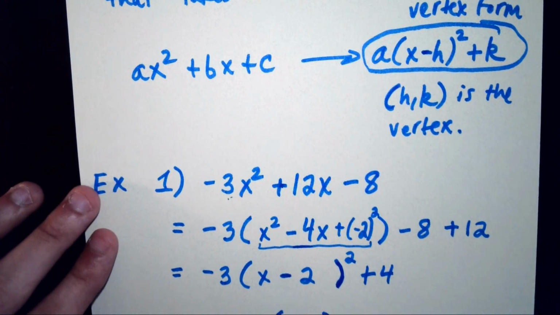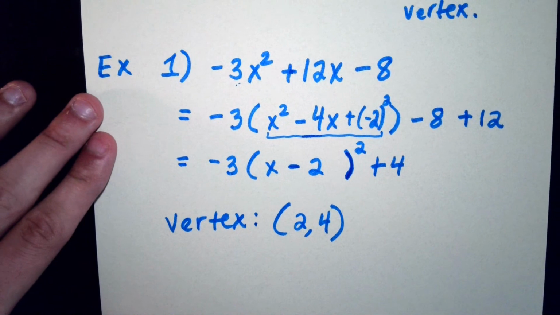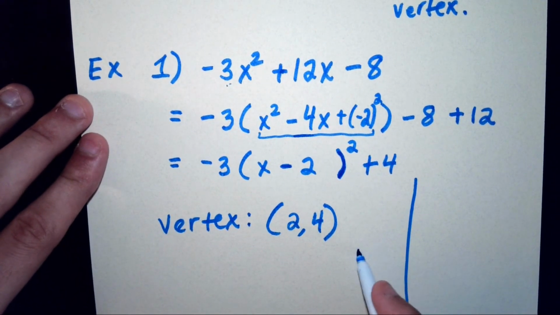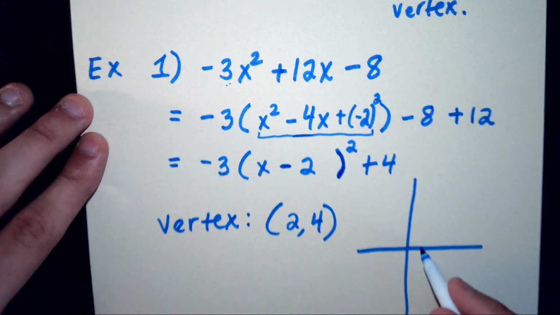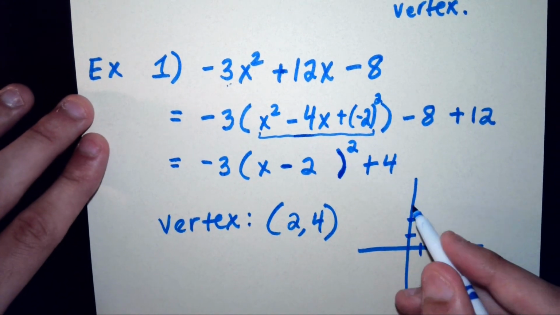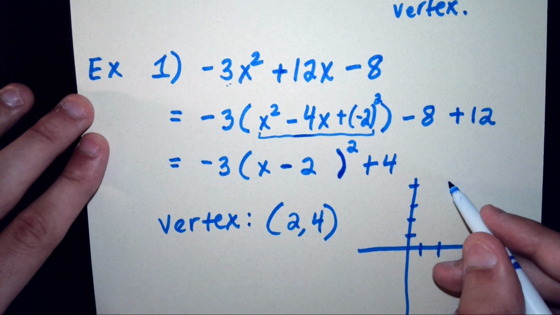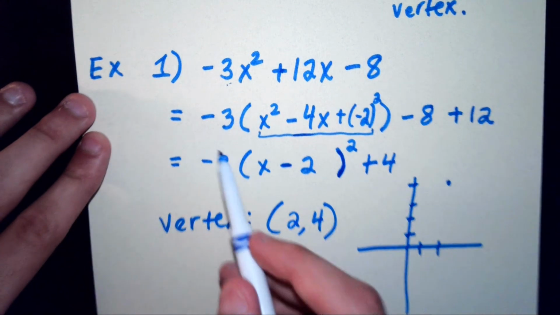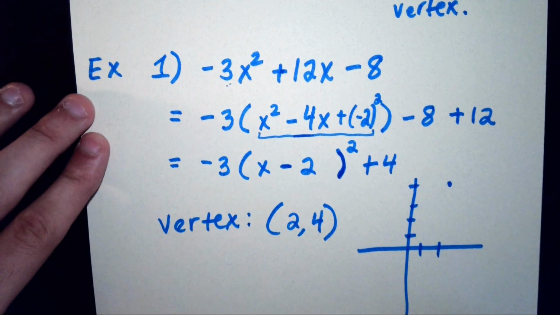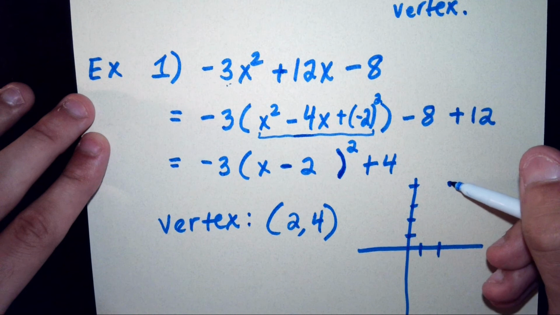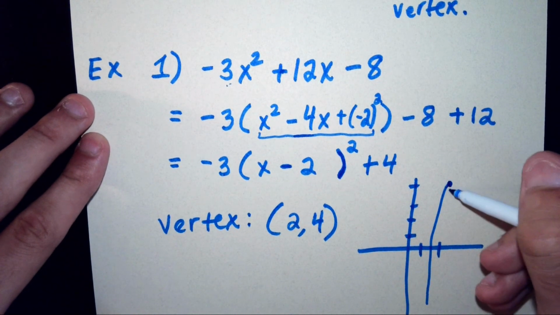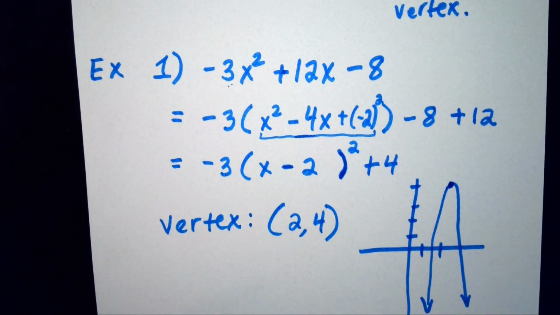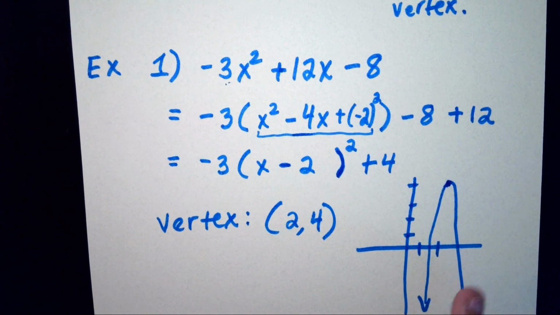As a really quick sketch, we know this parabola opens down, and we know it has a vertex of 2, 4. 1, 2, 3, 4. So its vertex is here, and it opens down, and because it has a 3 here, it's going to be a little bit more narrow. So it's going to look something like this. This is a rough sketch. Anyway, here you go. That is completing the square.